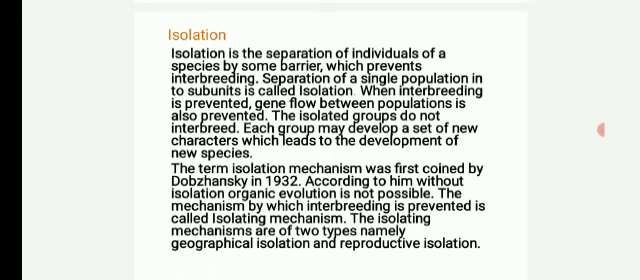The term isolation mechanism was first coined by Dobzhansky in 1932. According to him, without isolation, organic evolution is not possible. The mechanism by which interbreeding is prevented is called isolating mechanism. The isolating mechanisms are of two types, namely geographical isolation and reproductive isolation.